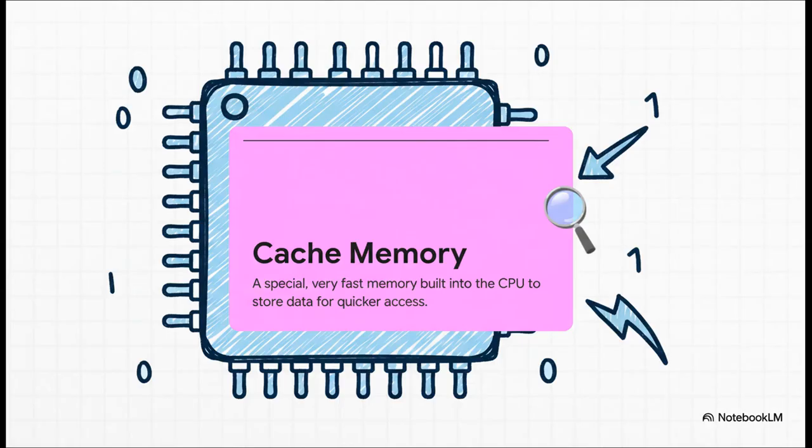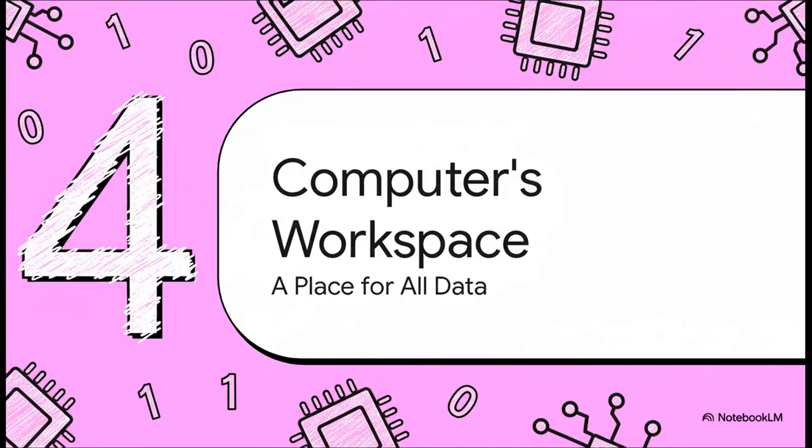And to be even faster, the CPU has a secret weapon, a tiny bit of super-duper fast memory built right into it called cache. Think of it this way. If your main memory is a filing cabinet across the room, the cache is like a sticky note right on your monitor. The CPU keeps its most used info on that sticky note so it can grab it instantly. But obviously, the CPU can't keep everything on a sticky note. It needs a bigger workspace. And it needs a place for long-term storage.